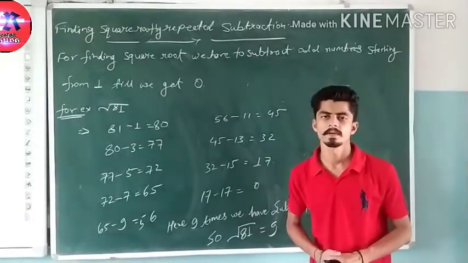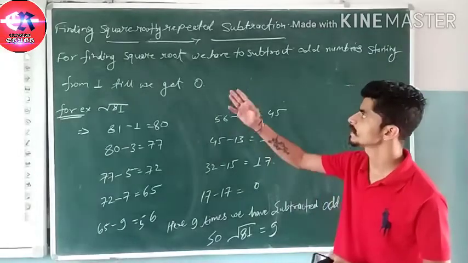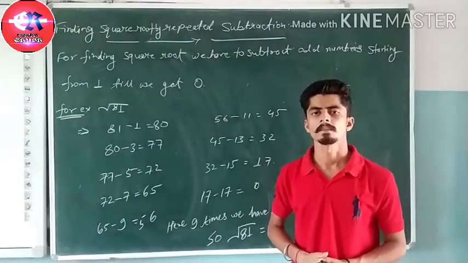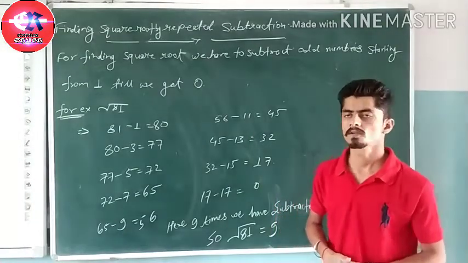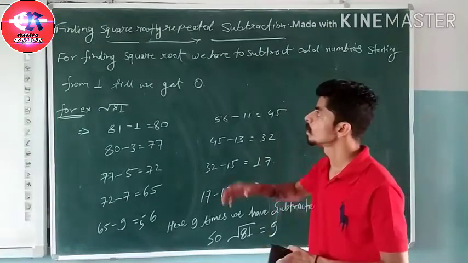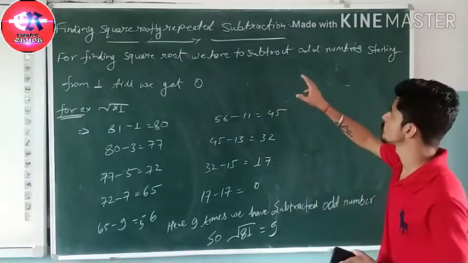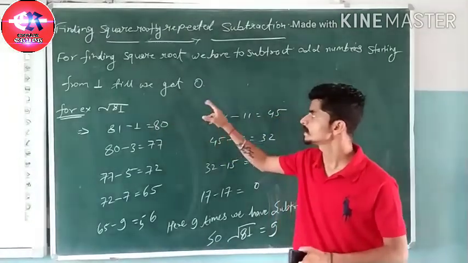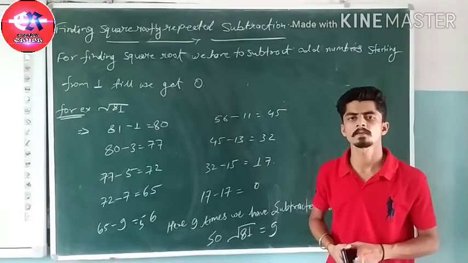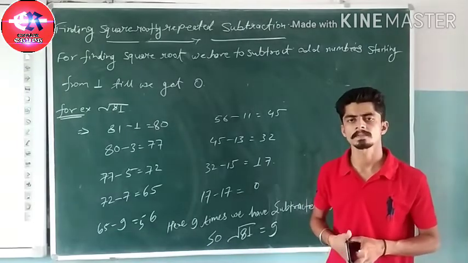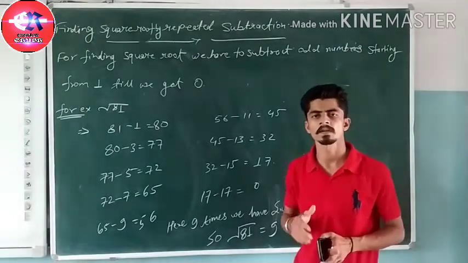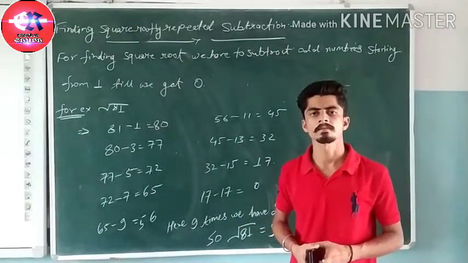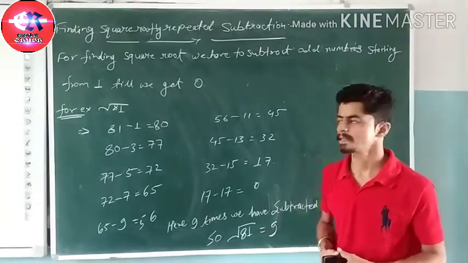So today we will start a new topic, which is finding square root by repeated subtraction. We have to find the square root by the repeated subtraction method. In this method, we have to subtract odd numbers starting from 1 till we get 0. That means whatever the number we have to find the square root of, we have to subtract the odd numbers starting from 1, then 3, then 5, then 7, and so on, till we get 0.